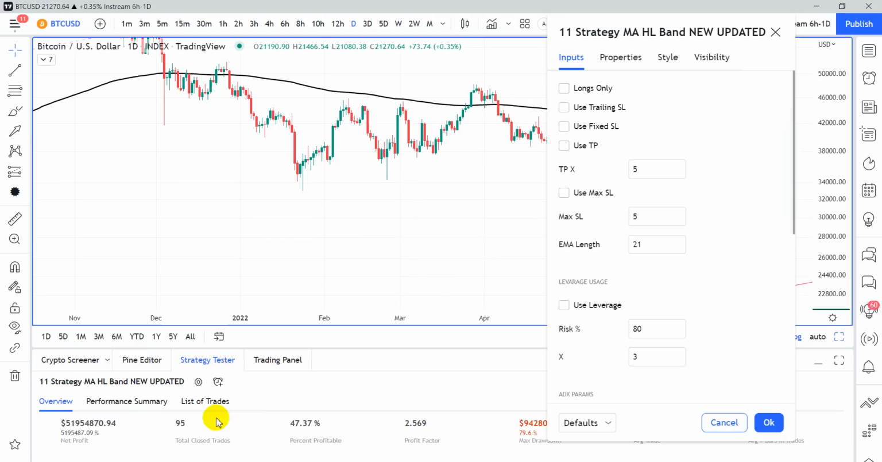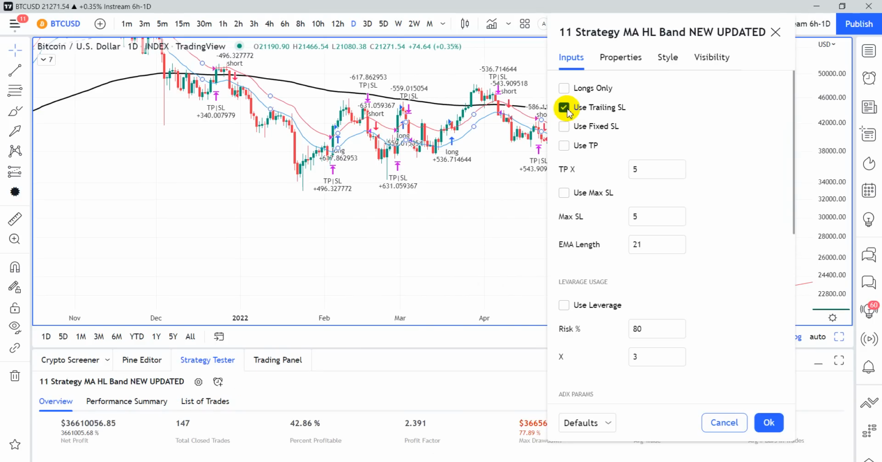Okay, here you saw it, 95 trades. Whenever I put the use fixed stop loss, same 95 trades, but the better result. If I use trailing stop loss, what would it give me? It increased my trades to 147. Also, very nice profit. And for this one, I would use a trailing stop loss.